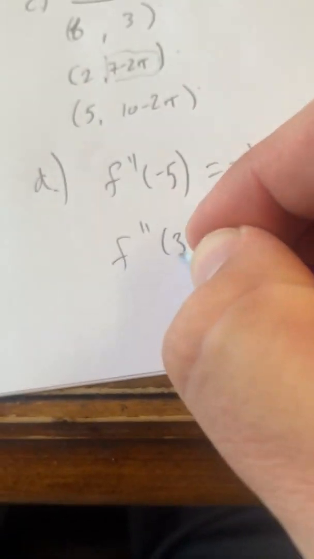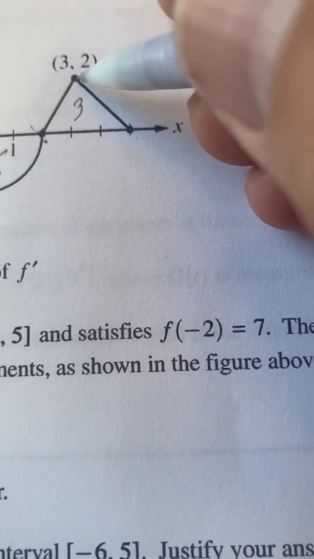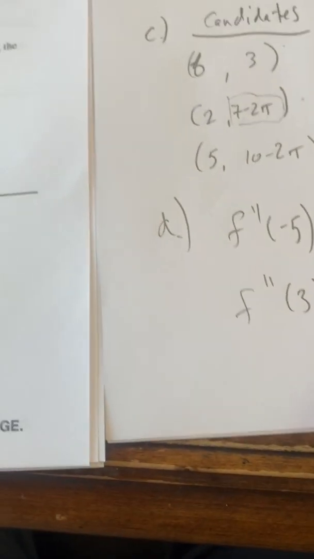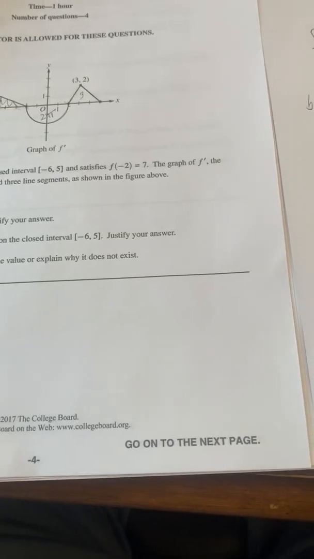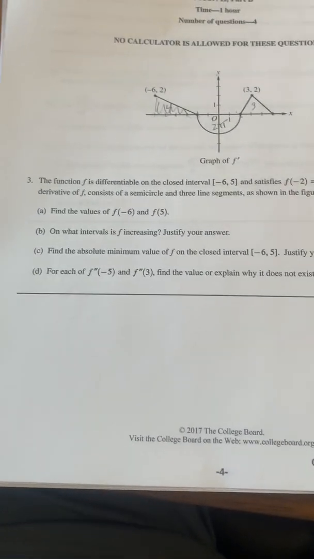And then f prime of 3. F prime of 3 does not exist because we have a corner point. They're going to want you to go into way more detail than that, but I would just see if you could get by with, it's a corner point, no slope there.